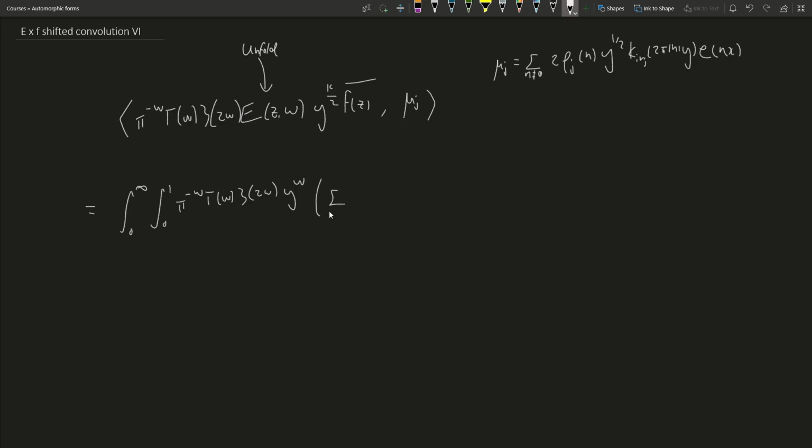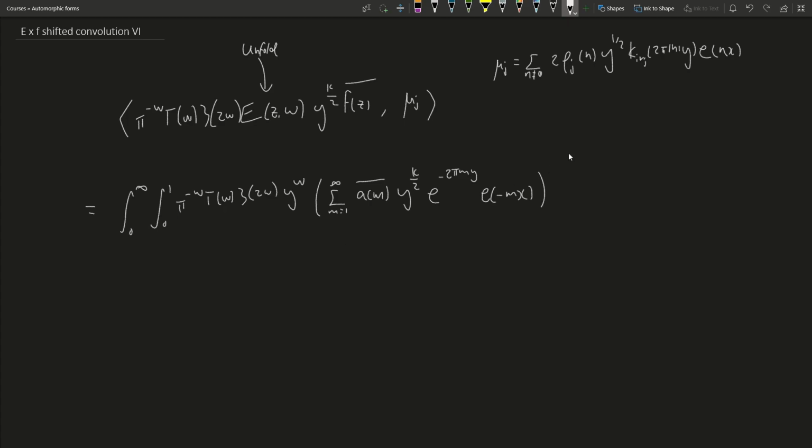So I'll write this as sum m goes from 1 to infinity of Fourier coefficient a_m conjugate, because we're conjugating, and then I'll stick this y to the k over 2 in right here, and then the e to the 2 pi i m z, well, I'll write that just as the x part and the y part separately. So the y part is e to the minus 2 pi m y, and the x part, after taking this complex conjugate, is e of minus m x.